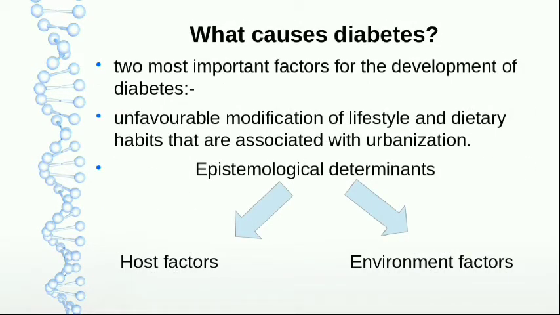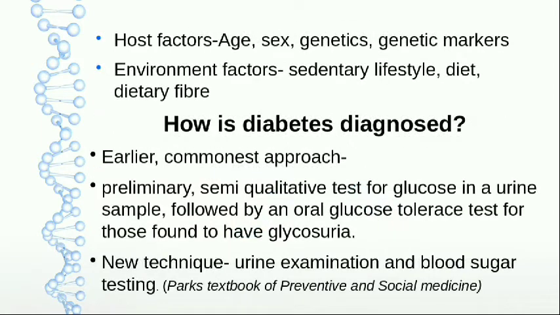Now we can look into what causes diabetes. The two most important factors for the development of diabetes are the unfavorable modification of lifestyle and dietary habits that are associated with urbanization. The epidemiological determinants are two: the host factors and the environment factors. The host factors consist of age, sex, genetics, and genetic markers. The environment factors include sedentary lifestyle, diet, and dietary fiber.